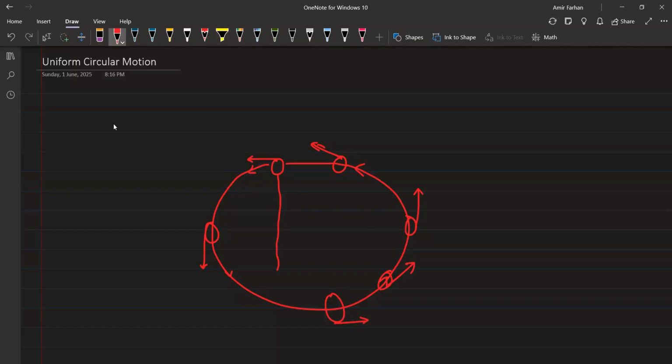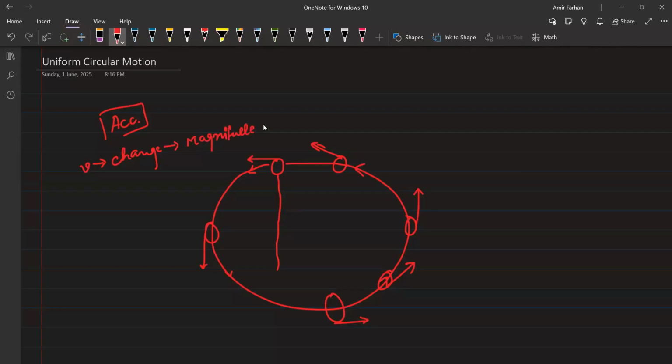So according to the acceleration, if the body is accelerated, that means two conditions should be there. First of all, velocity should be changing. So change of velocity can be done in two manners, either magnitude or direction. Here, what is happening?